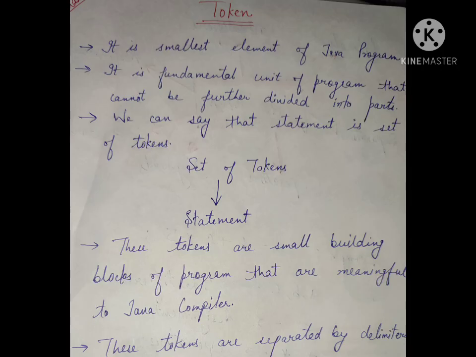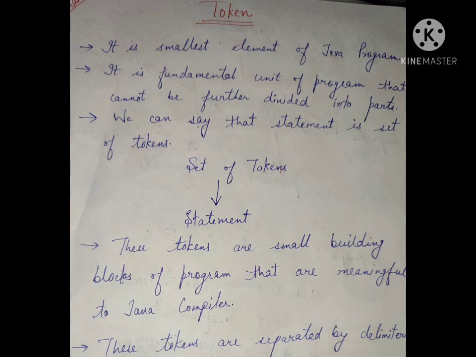Today I am going to start the next topic, that is token. So what is a token? It is the smallest element of a Java program. Let's take an example of a cell. A cell is the very basic unit in our human body. In the same way, a token is the smallest unit of a Java program that cannot be further divided into subparts.